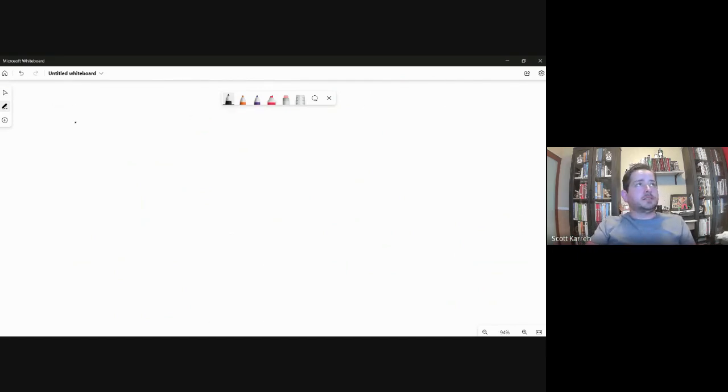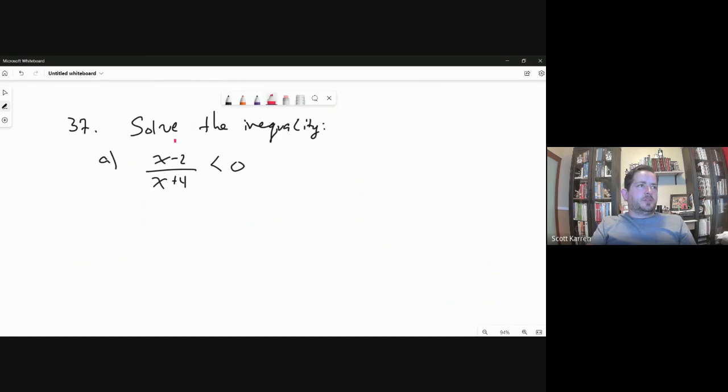Let's take a look at 37. It says solve the following inequalities. And let's go for A. A says, well, I have x minus 2 over x plus 4 is less than 0. And we're going to concern ourselves with the behavior of the left-hand side. I've got this less than 0. I've got a 0 on the right-hand side. That's great. That's what I want.